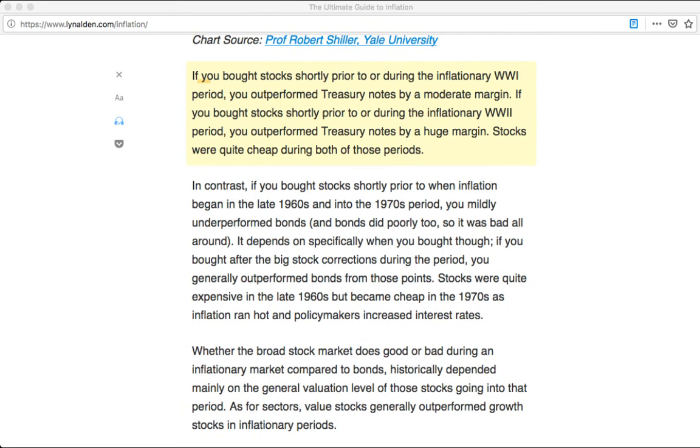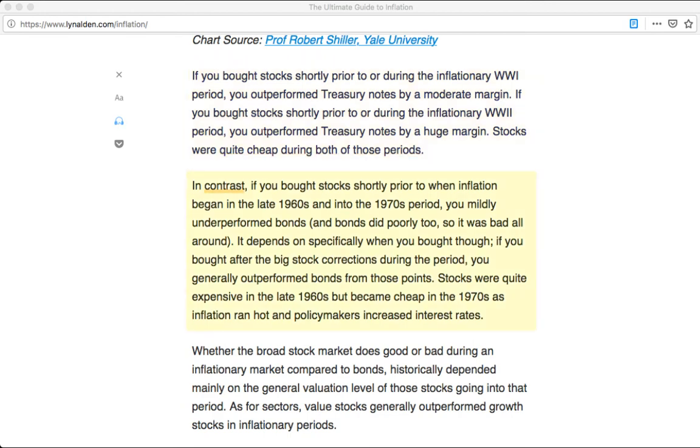If you bought stocks shortly prior to or during the inflationary WWI period, you outperformed Treasury notes by a moderate margin. If you bought stocks shortly prior to or during the inflationary WWII period, you outperformed Treasury notes by a huge margin. Stocks were quite cheap during both of those periods.